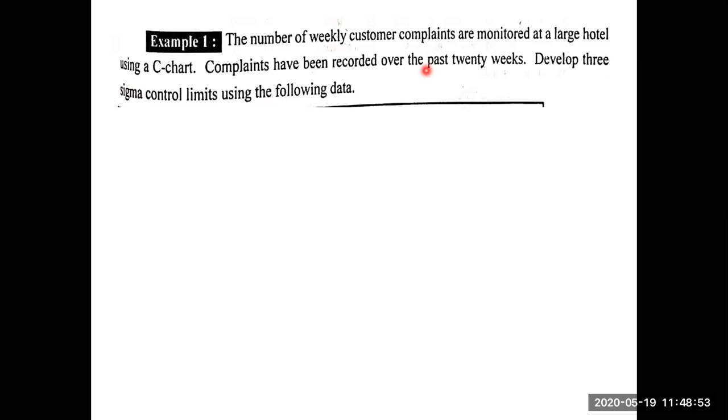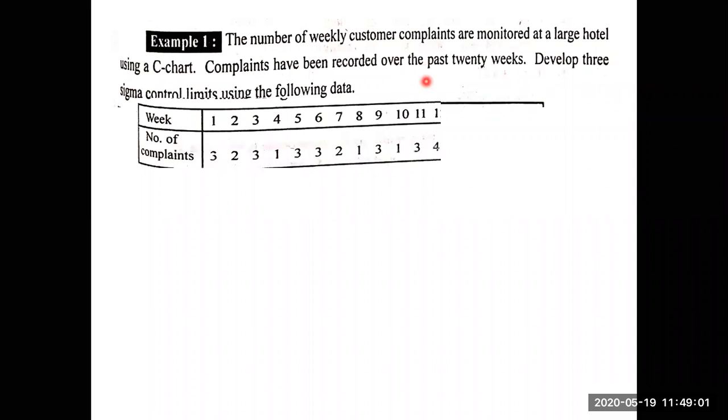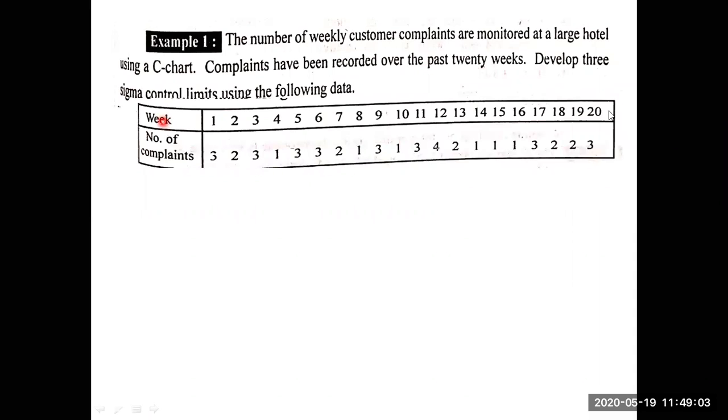If n is not given, don't use the P and NP charts. There is no need of using the NP chart and P chart. You have to use the C chart. So the data he has given is up to 20, the number of complaints. In week 1, customers in the hotel gave 3 complaints. In week 2, customers gave 2 complaints, about room service or food, whatever it may be.